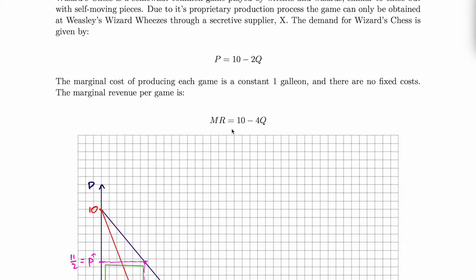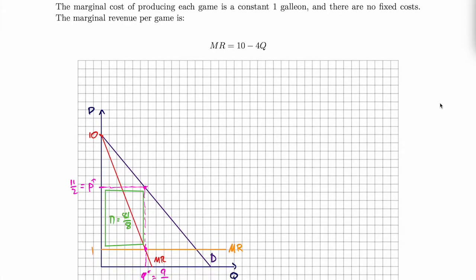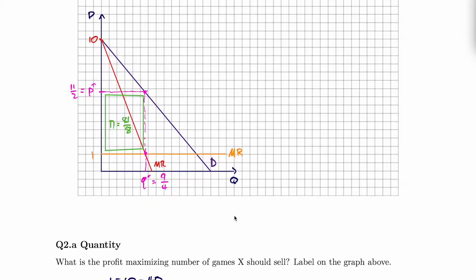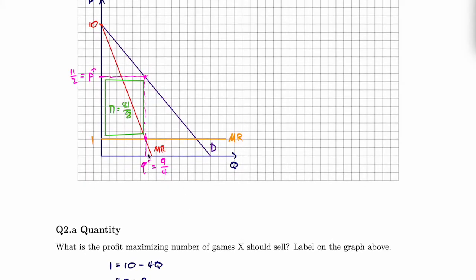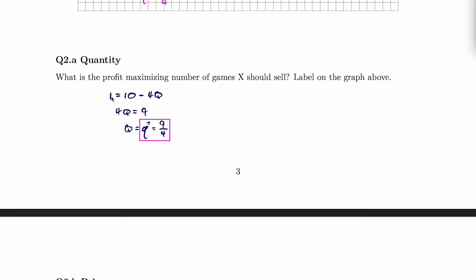So we have a demand curve here and a marginal revenue curve and a marginal cost curve that's constant at 1 galleon. And we're explicitly told that there's no fixed costs. All right, so we have a graph. We set up our demand curve, our marginal revenue curve, and our marginal cost curve. And then the way I usually solve this is I first just simply graph the solution to the firm's problem, and then the subsequent questions ask for sort of the process.